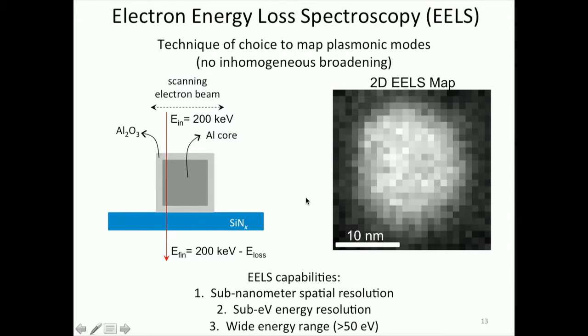Some good EELS capabilities: again, we're going to achieve sub-nanometer spatial resolution. If you get a good EELS system, you can get sub-electron volt energy resolution. And another very cool thing is that you can have a wide energy range. You can measure surface plasmons up to the volume plasmons at around 15 eV. So you can measure everything.